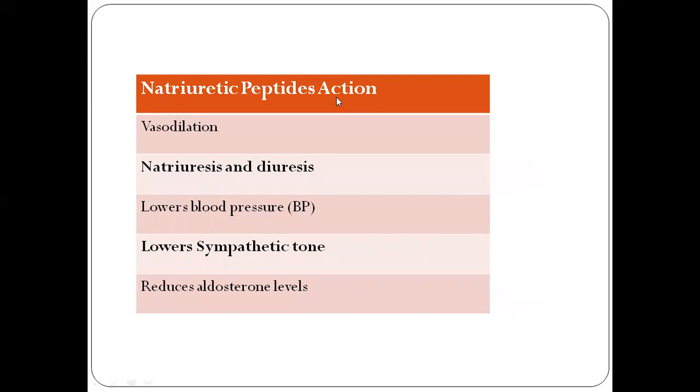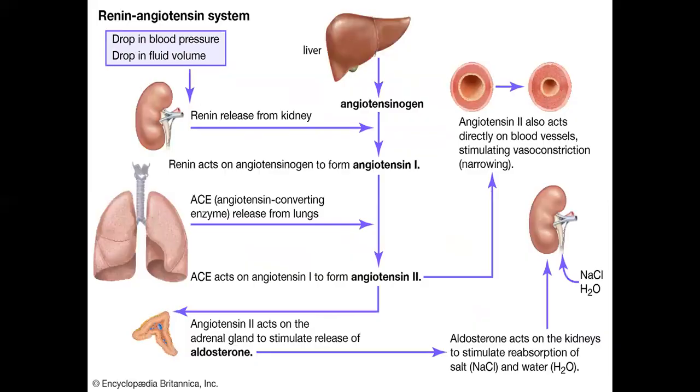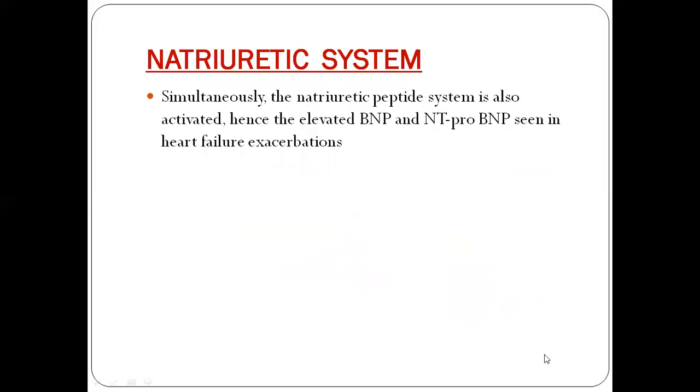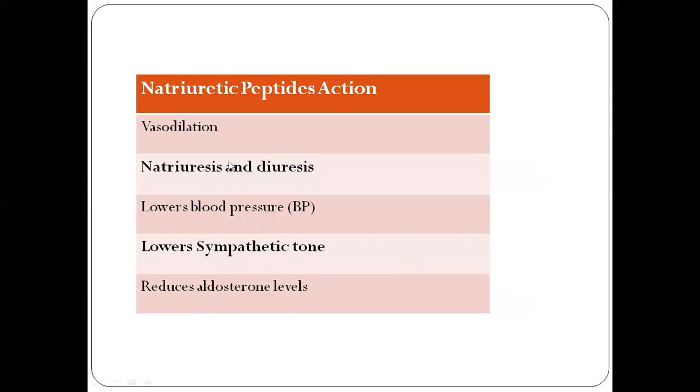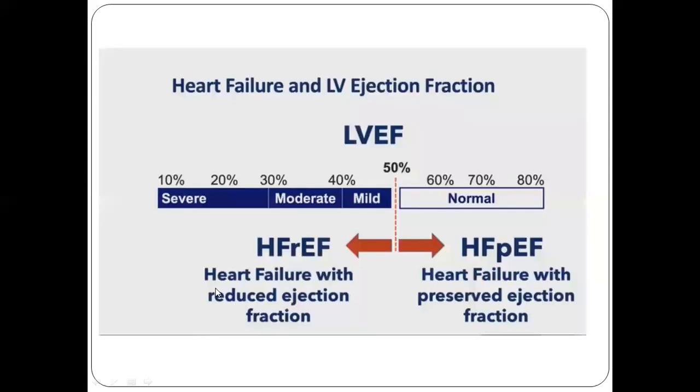These actions are exactly the reverse of the actions of the RAAS. Again, we'll see what the RAAS does: it causes vasoconstriction and an increase in blood pressure, and aldosterone activity is high, leading to increased sodium and water reabsorption. Opposite to that, the natriuretic system causes vasodilation, and as the name says, natriuresis, that is sodium and water excretion, so natriuresis and diuresis. Vasodilation leads to lower blood pressure. There is also lower sympathetic tone and reduced aldosterone levels. So it is exactly opposite to the RAAS.